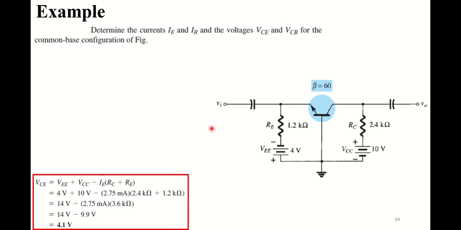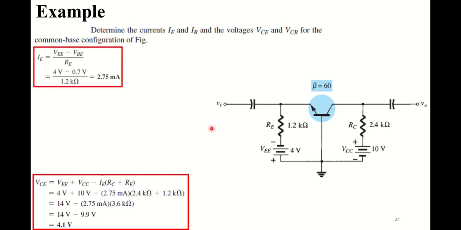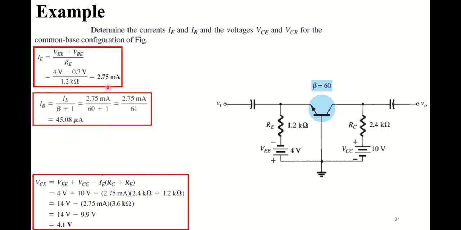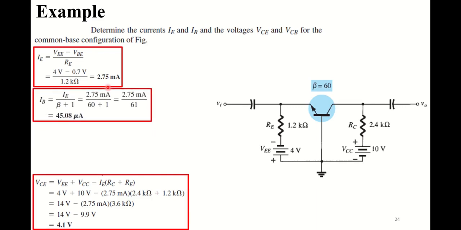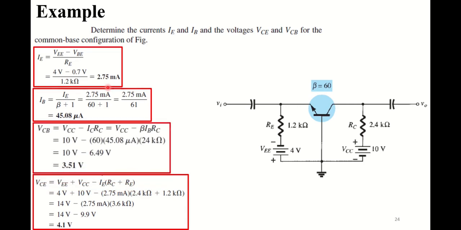By applying KVL on the input loop, we get the equation for calculating the value of emitter current, IE, that comes out to be equal to 2.75 milliamperes. As we know that both IE and IB are related by a standard equation, IE is equal to beta plus 1 IB. So by using this equation and the given value of beta, we can calculate the value of IB to be equal to 45.08 microamperes. This value of IB is required to get the value of VCB as shown in the next part.